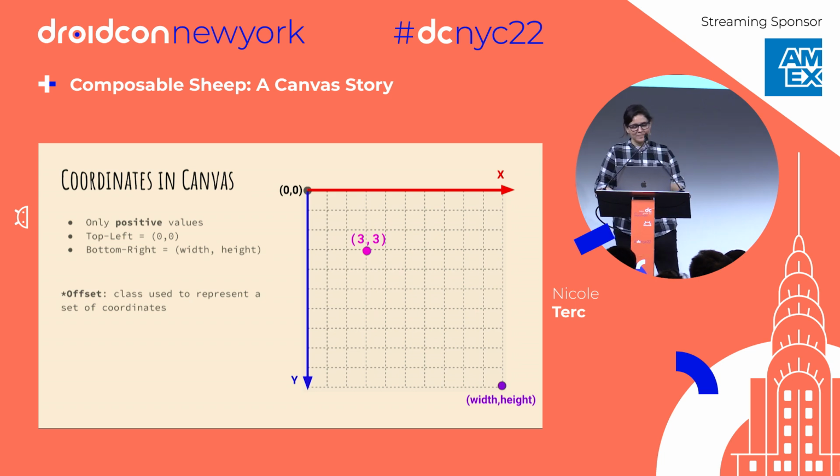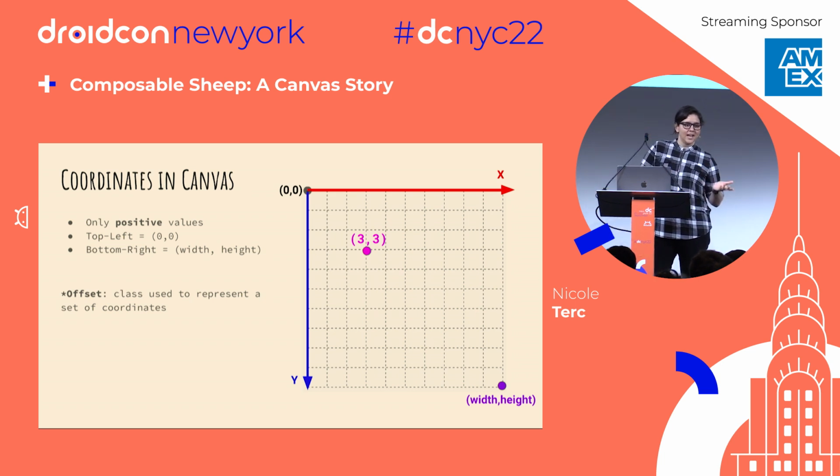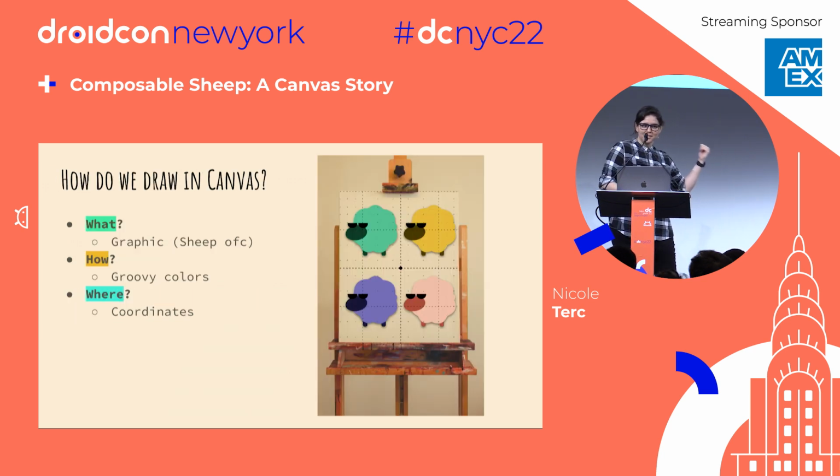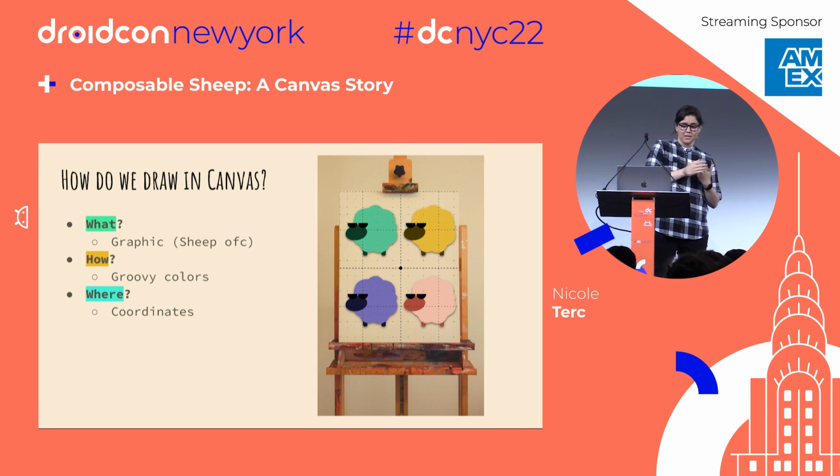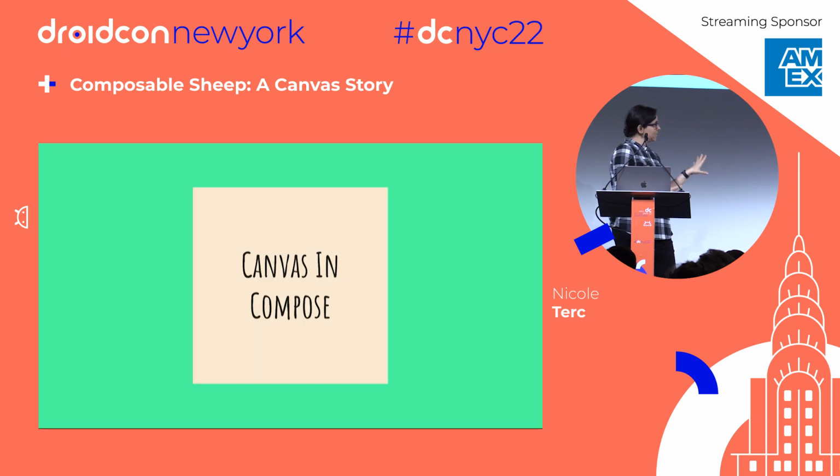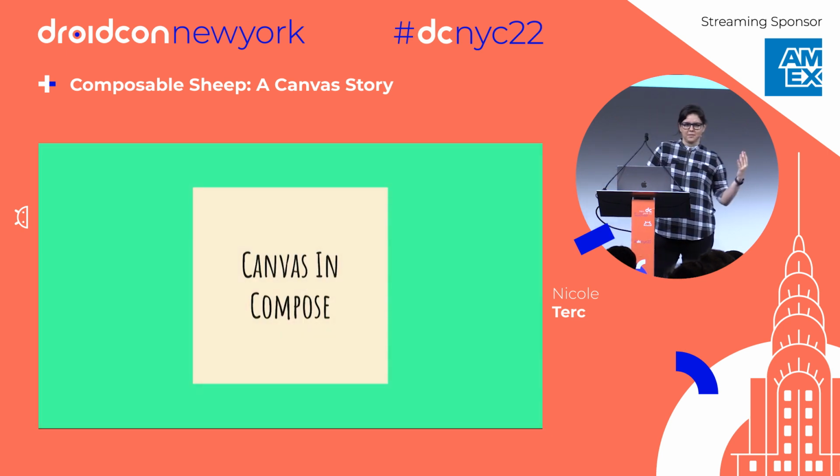I hope you all know how to plot things on this thing, and I hope it's not that confusing. A nice extra note is that we already have a nifty class that handles coordinates, so you don't need to create your own coordinates class, and that's Offset. So please don't create your own coordinates, just use Offset. Canvas uses it all around. Great. So summing up this strategy on how to draw on Canvas, we answered 3 questions: the what, cheap; the how, with groovy colors; and where, using coordinates.